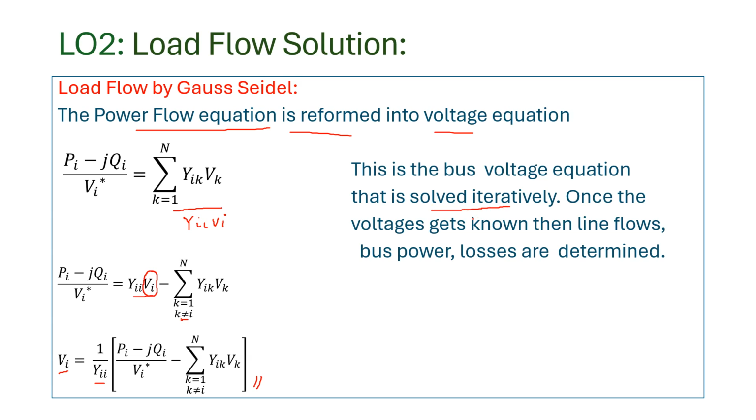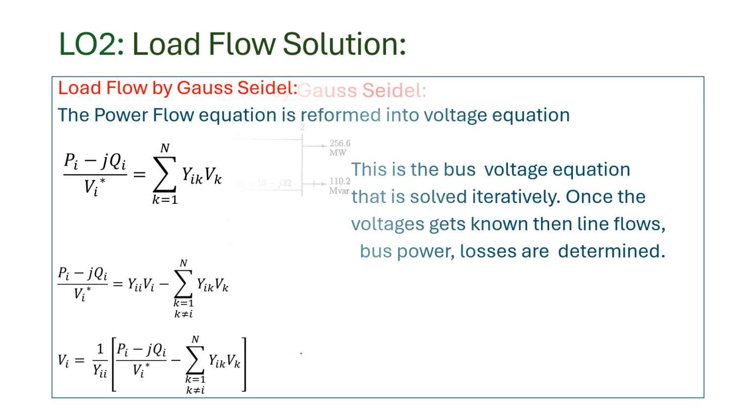Once the voltages are known, then the line flow, bus power and losses are determined. So the point to be remembered is that in the Gauss-Seidel method, the importance is given to the voltage at the buses, and the voltages of the buses are determined by this equation, that is what we have derived here. And after obtaining the voltages, the line currents, power flows, bus power, losses, all the load flow parameters are then determined.